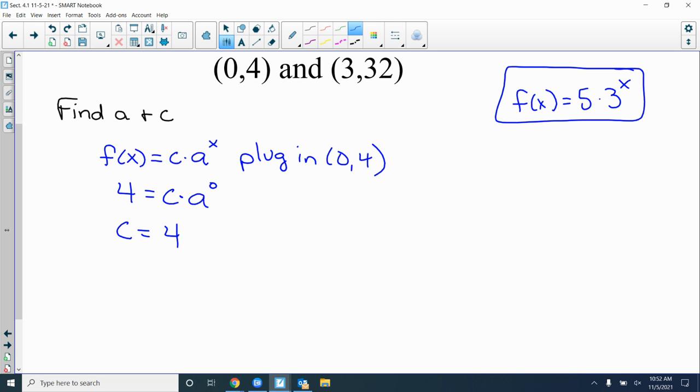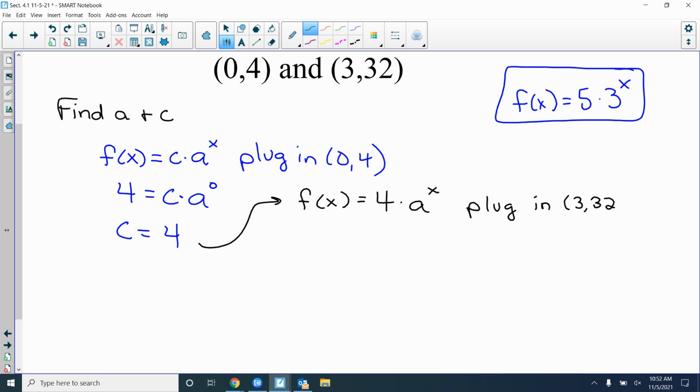Once I know C, I can plug it into the equation. It's going to be 4 forever. So now I have f of x equals 4 times a to the x. I still need to find a. Use your other point, so plug in 3, 32. Now 32 goes here: 4 times a cubed.